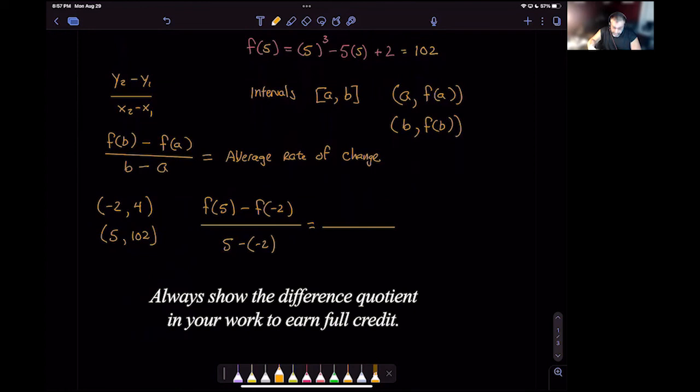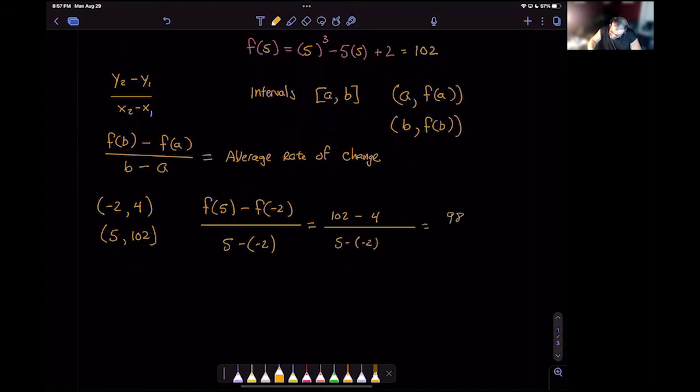Now we're just going to show our calculations. f of 5 was 102, so that's 102 minus f of -2, which was 4. And again, on the bottom, we've got 5 minus -2. From here, we just do our computations. We get 98 over 7, and 98 over 7 reduces down to 14. So we can say that our final answer, the average rate of change in this function over our interval from -2 to 5, is 14.